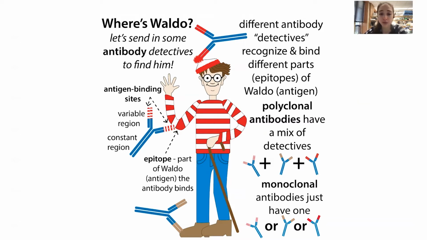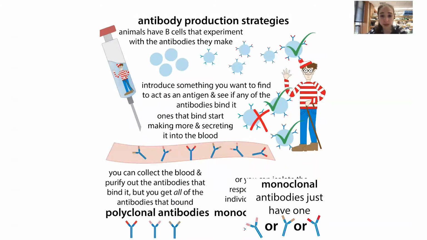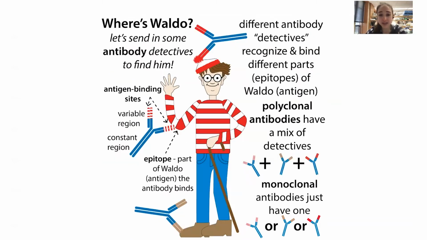If an animal encounters Waldo and then starts making antibodies, we'll get more into how this happens, but you'll make a mix of antibodies. And so you'll have a mix of detectives going in to see Waldo. And this is like a polyclonal antibody mix. The clonal is coming from how they're made from individual B cells. We'll get into that in a minute. But the important thing here is that with a polyclonal, you're going to have a mix of different antibodies, all of which are recognizing this antigen, but recognizing different parts of him.